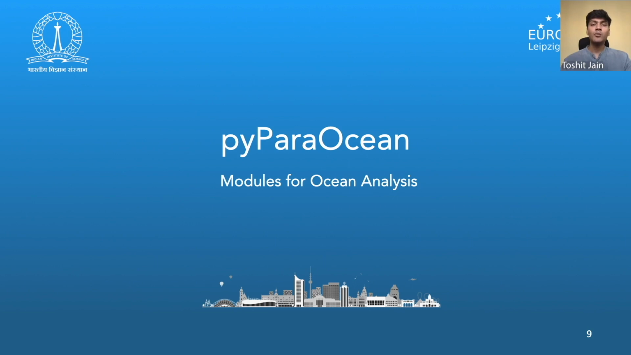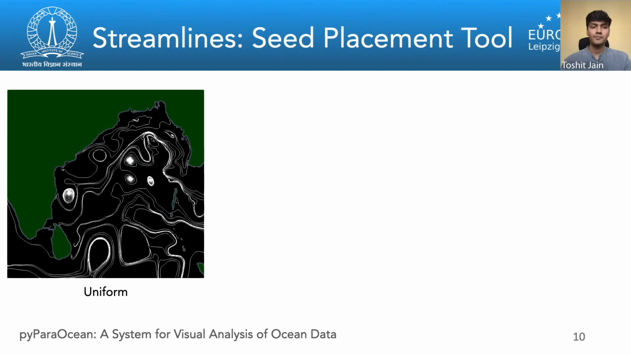Now we take a look at the modules for ocean data analysis in pyParaOcean. Streamlines are a set of integral curves tangent to the velocity at every point in space. They portray instantaneous lines of flow that characterize important oceanographic phenomena such as eddies, currents, and filaments. To initiate the computation of streamlines or path lines, seeds are sampled from the domain that act as starting points for field lines. Sampling can be uniform and weighted.